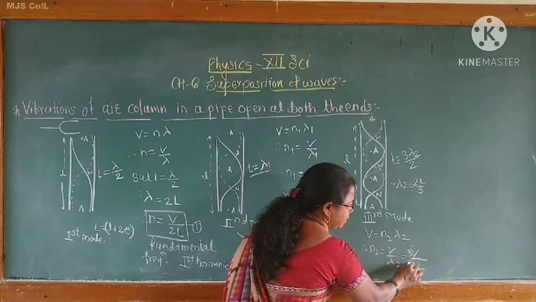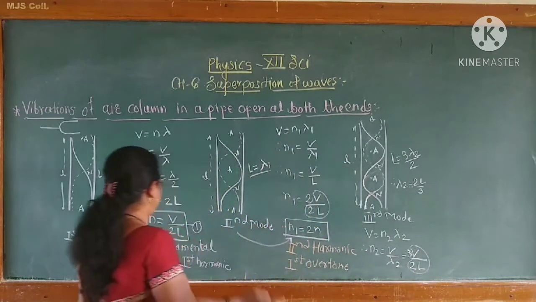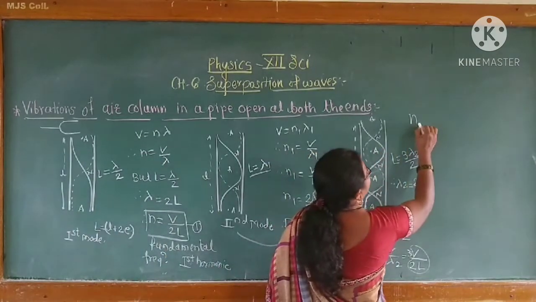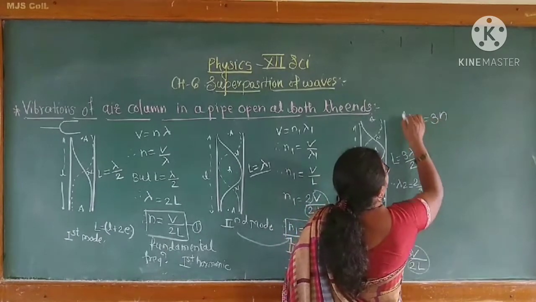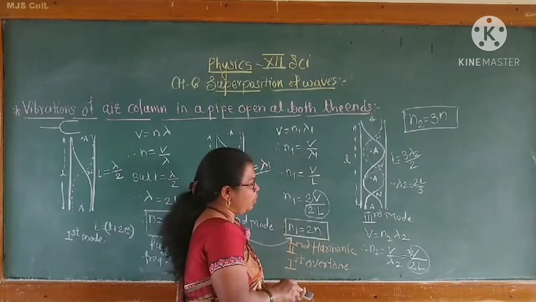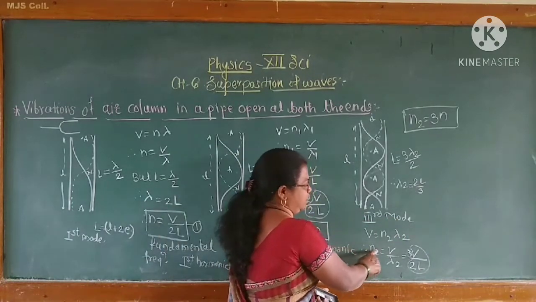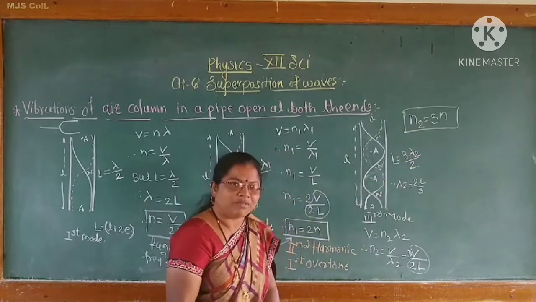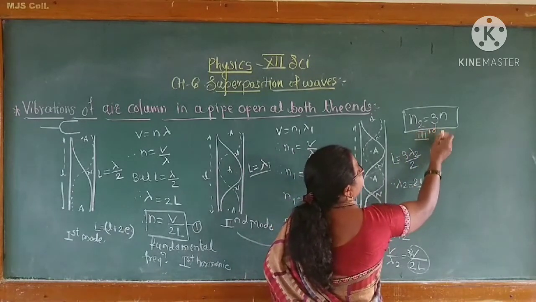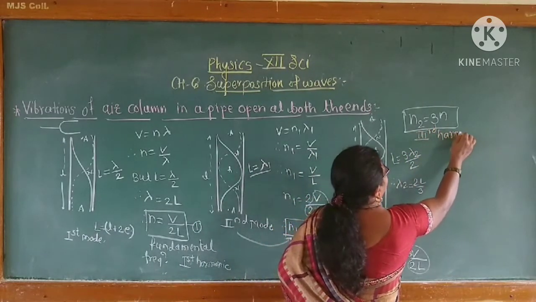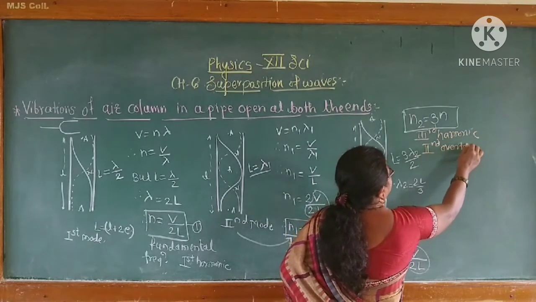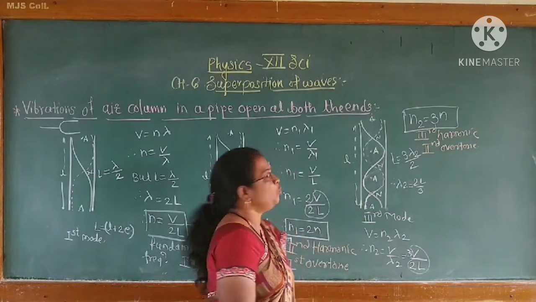What is this? This V upon twice L is nothing but the fundamental frequency. Therefore, N2 is equal to 3 into N. That means, in the third mode of vibration, we got frequency N2 equal to 3 into the fundamental frequency. This is called the third harmonic and second overtone.